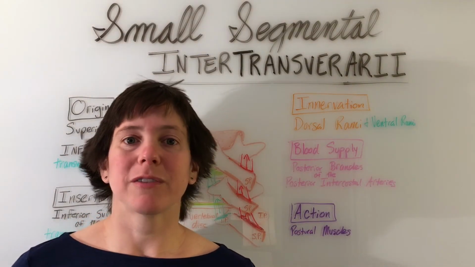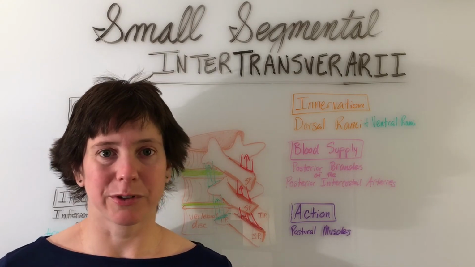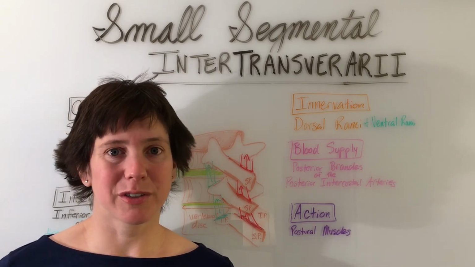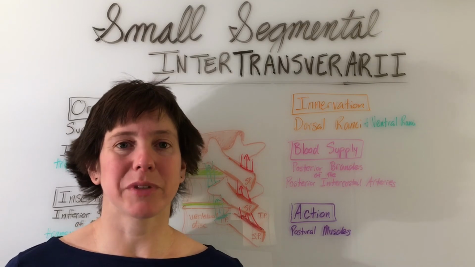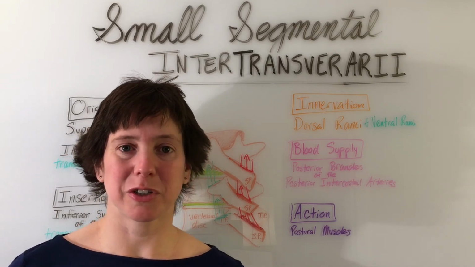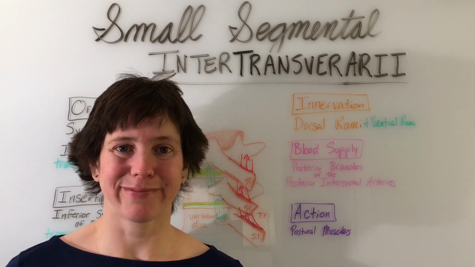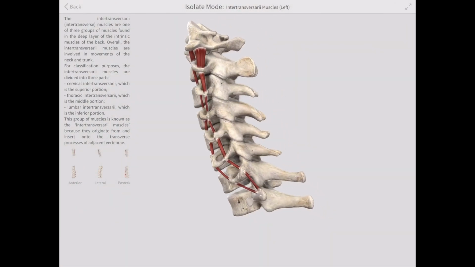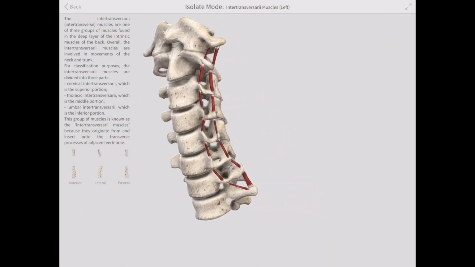Innervation is dorsal and ventral rami of the corresponding spinal nerves. Posterior branches of the posterior intercostal artery is the blood supply, and the action is just to be postural muscles. For another visual of the intertransversarii muscles, here's a model from the Complete Anatomy app.